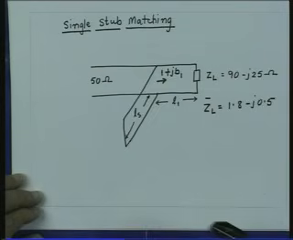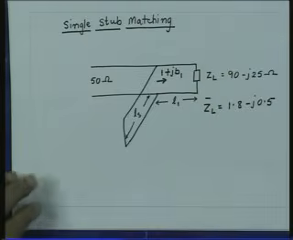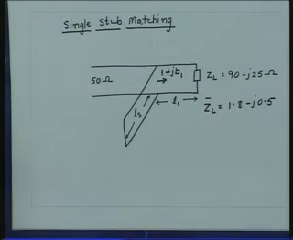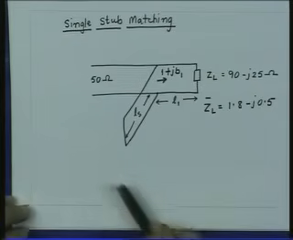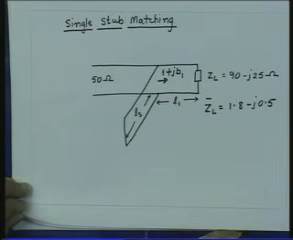While calculating the length of the stub, remember that since the chart has become an admittance chart, the short circuit point is the rightmost point on the chart and the open circuit point is the leftmost point on the chart. So move on the chart from the reactance value which you want to match up to the short circuit point and you will get the length of the stub.